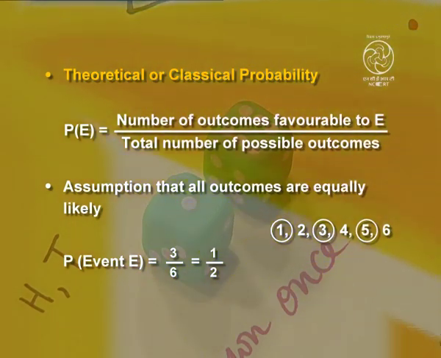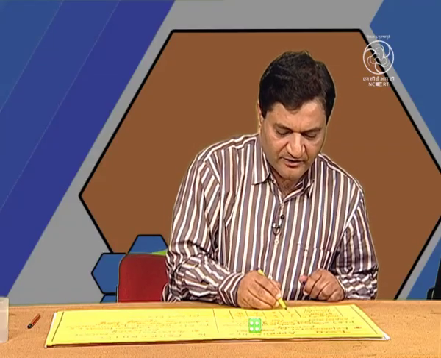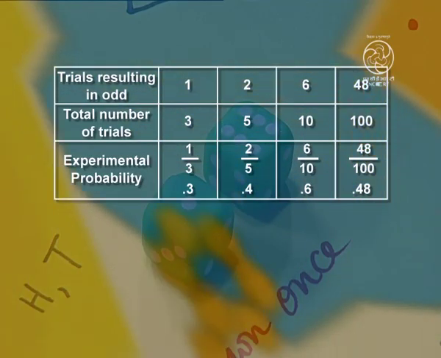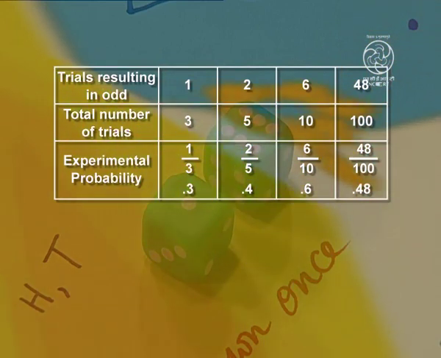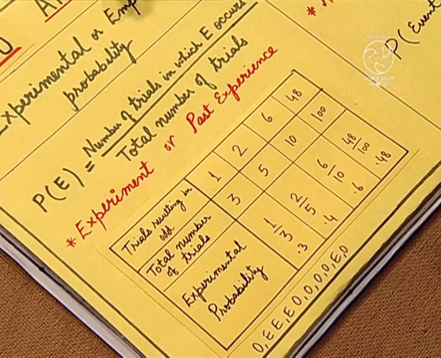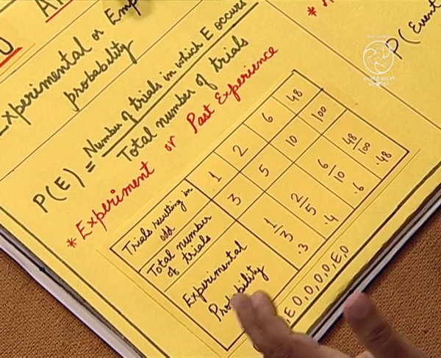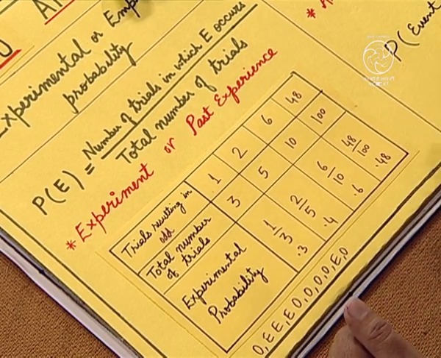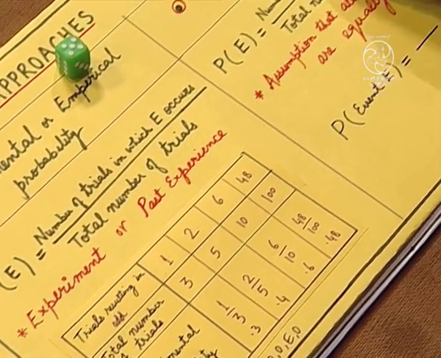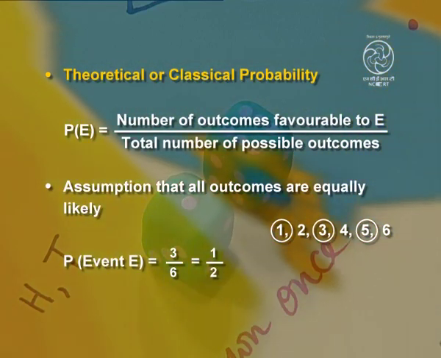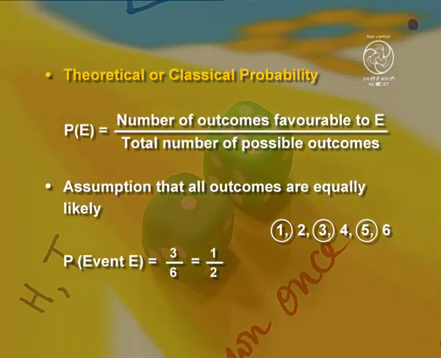So initially the probability was roughly 0.3, next it increased to 0.4, then it became 0.6, and finally, if this is the result, it will be 0.48. So what we have learnt is, as the number of trials keeps on increasing, the experimental probability comes closer and closer to the theoretical or classical probability. So you should be very clear with the difference between the experimental approach and the theoretical or classical probability.